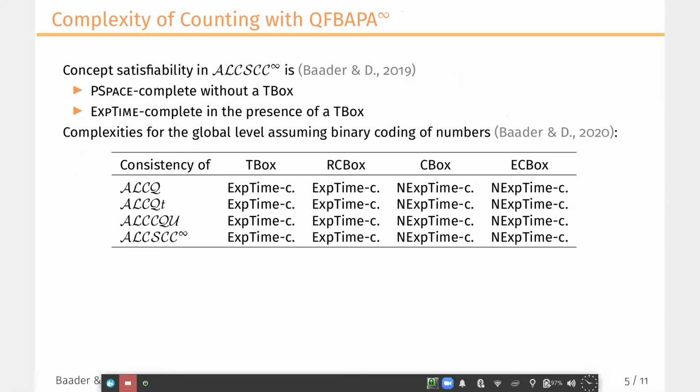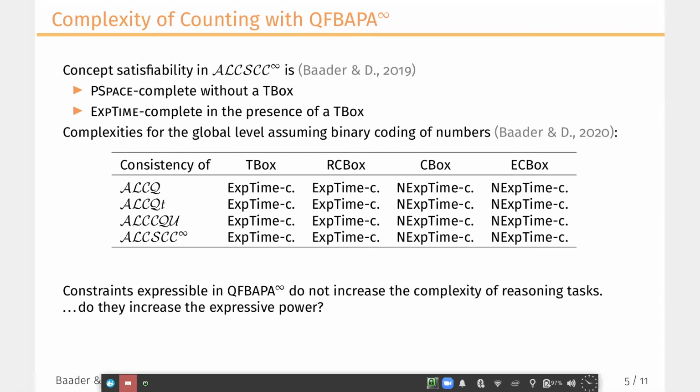And if we jump to the global level, we can see in this quite informative table that we keep for C boxes and EC boxes the same complexity. We have non-deterministic exponential time. And for RC boxes, we actually are able to jump down, take one step back, and go to the level of T boxes in all the languages that we consider.